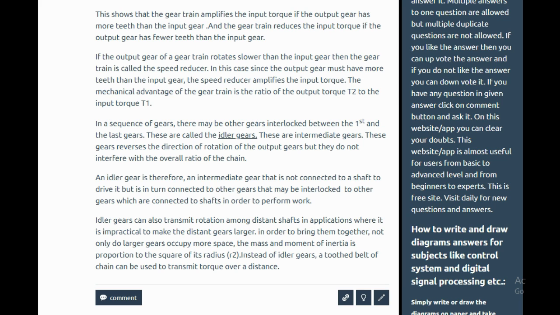An idler gear is therefore an intermediate gear that is not connected to a shaft to drive it, but is in turn connected to other gears that may be interlocked to other gears which are connected to shafts in order to perform work. Idler gears can also transmit rotation among distant shafts in applications where it is impractical to make the distant gears larger. In order to bring them together, not only do larger gears occupy more space, the mass and moment of inertia is proportional to the square of its radius, R^2. Instead of idler gears, a toothed belt or chain can be used to transmit torque over a distance.